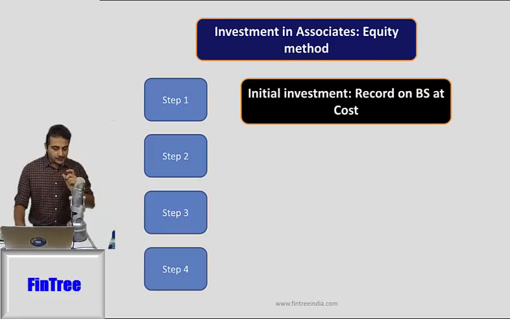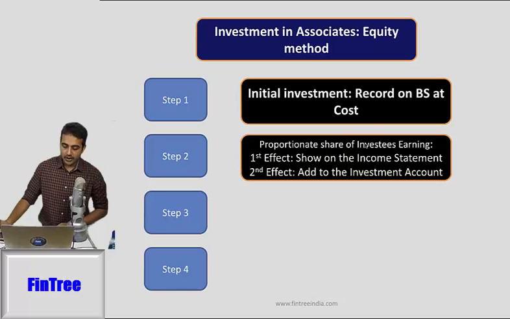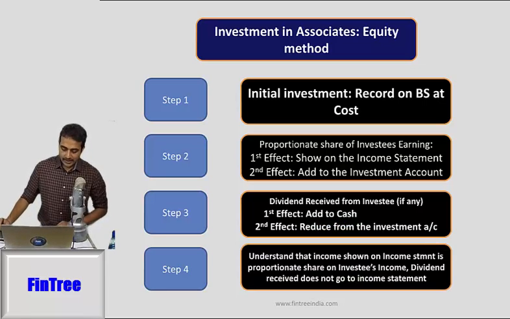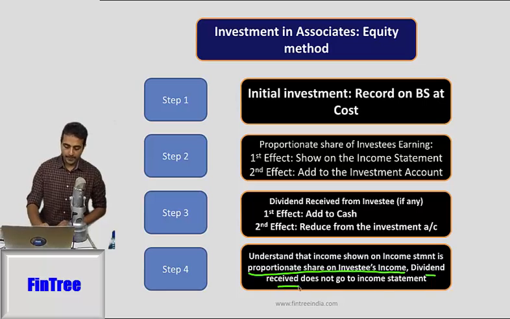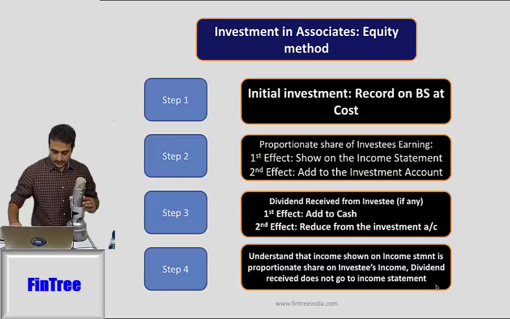So these were the steps. Record this at cost. Then proportionate share of earnings. In case you missed it the last time, observe now. Proportionate share is shown on the income statement and added to the investment account. Then dividend received: add this to the cash, reduce from the investment account. Understand that income shown on the income statement is the proportionate share of the investee's income. Dividend received does not go to the income statement. Convinced with this? Okay.